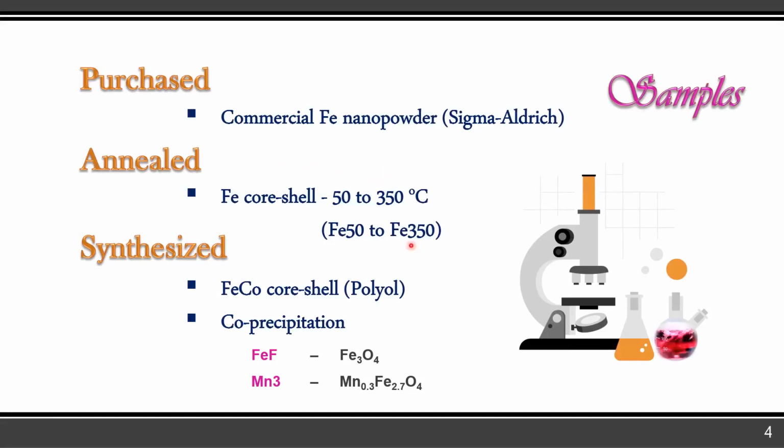FeCo partial particles were synthesized using the polyol process, and ferrite nanoparticles Fe3O4 and Mn0.3Fe2.7O4 were synthesized using the co-precipitation method. The sample codes are given as Fe and FeCo for the iron and cobalt partial particles. According to the annealing temperature, the Fe samples are labeled as Fe50 to Fe350, and for the ferrites, it is FeF for Fe3O4 and Mn3 for Mn0.3Fe2.7O4.